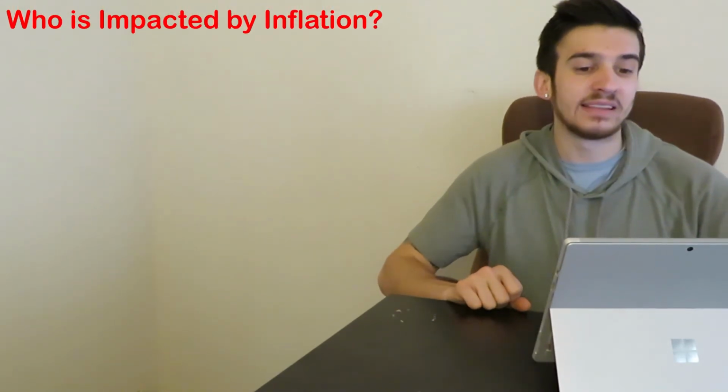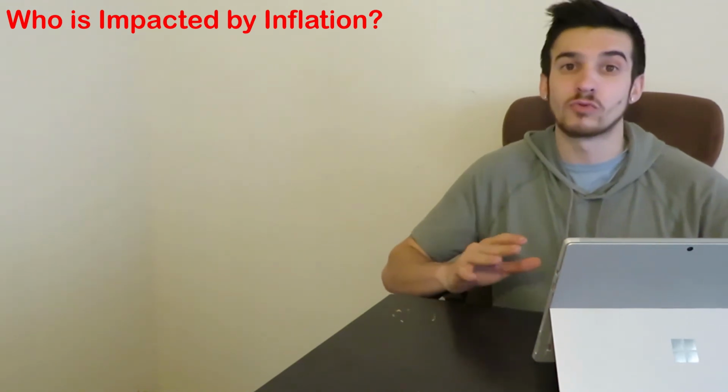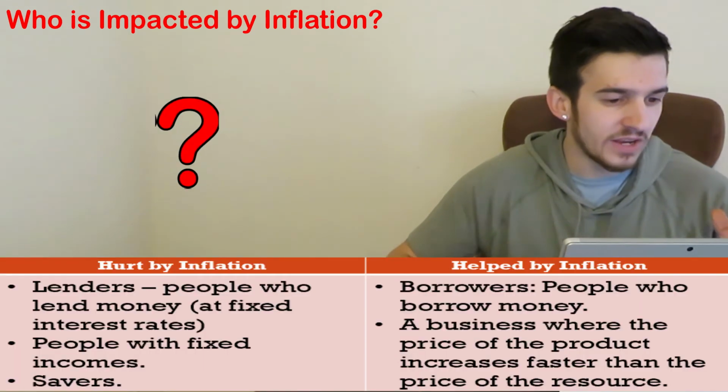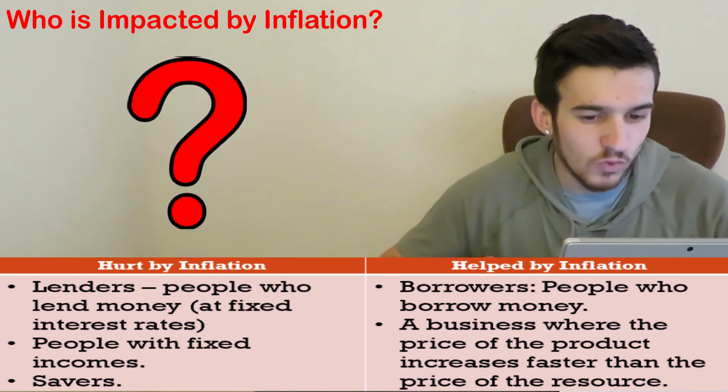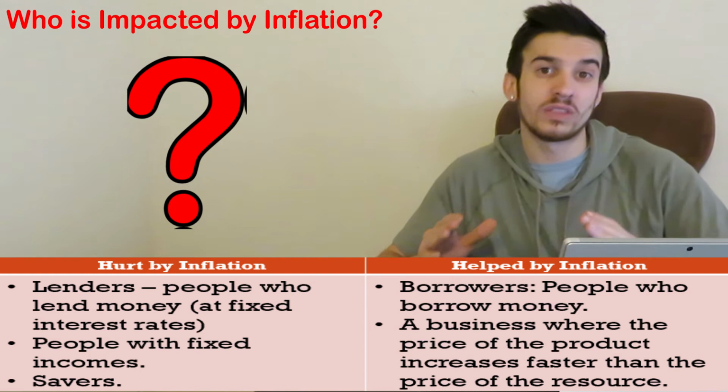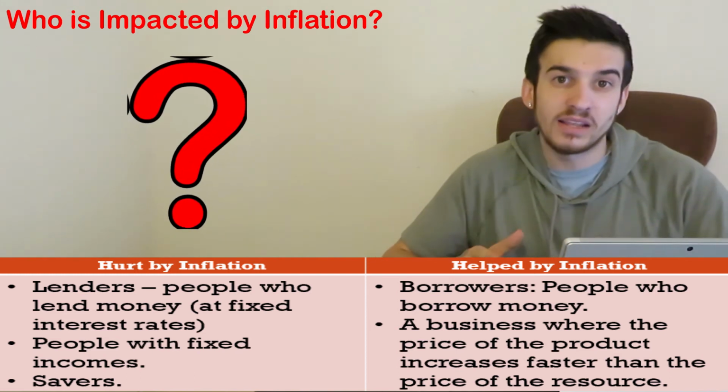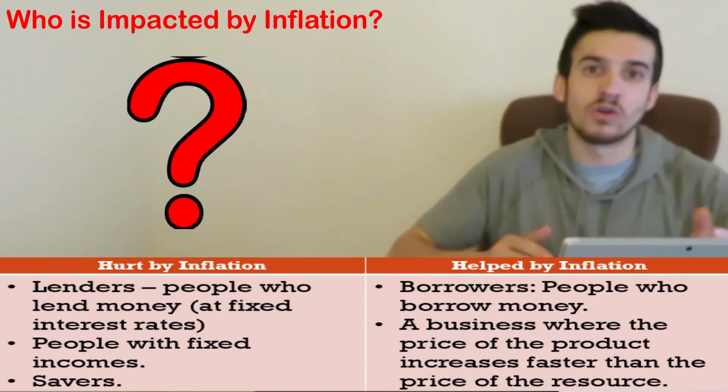When inflation is unanticipated, it is generally considered a bad thing, and it has different effects on different groups of people. Those hurt by inflation are people who lend money at a fixed interest rate. When they receive the full payment of their loan, it will be worth less. The purchasing power of that money would have decreased as a result of the inflation.